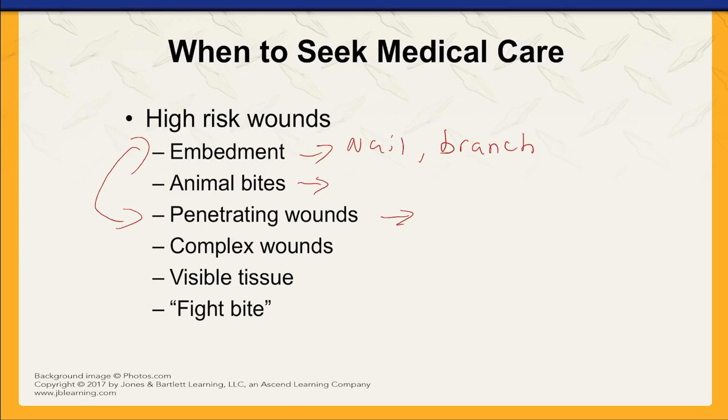So moving forward, what are some of the tissues that you might see? Sometimes you might be able to see bone. Other times you might even be able to see a body cavity that may be present, or a joint capsule. So these are some of the visible tissues that you may see when you're trying to help somebody.